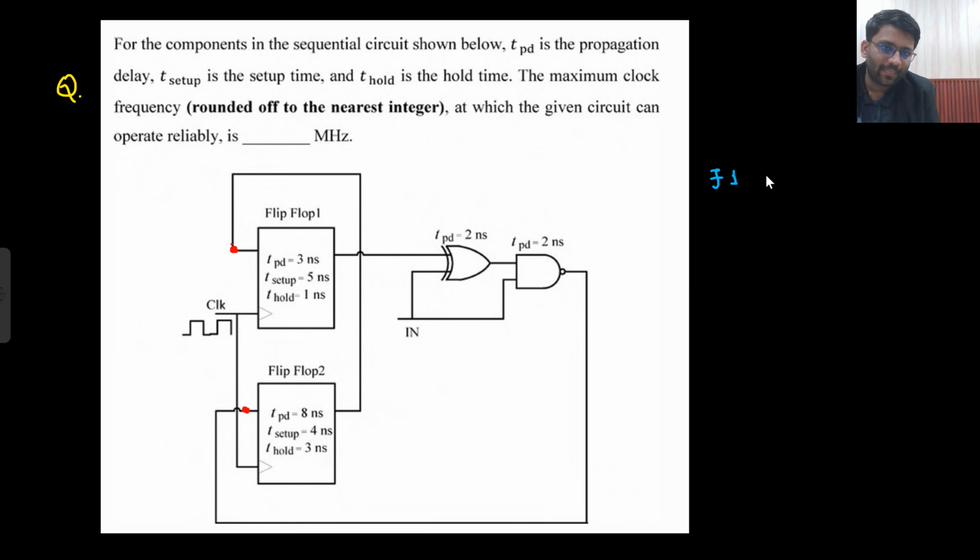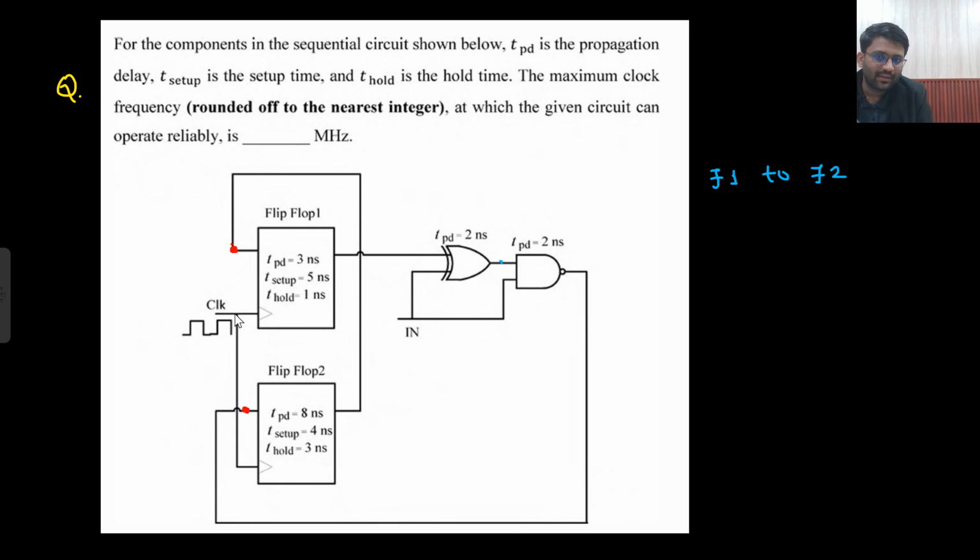Flop 1 to flop 2. 1 to 2 I need to go. So this is my one. First I will see 3 nanosecond, then 2 nanosecond. First you see if any of the input is stable or not. No, nothing is stable. Why is that so? Because this input is something that we don't know.